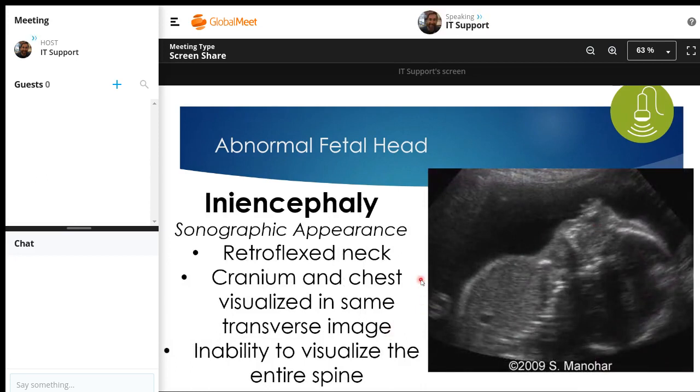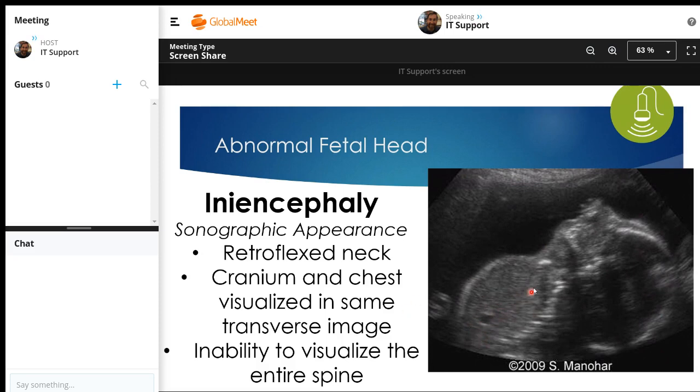So in ultrasound, we're going to see a retroflexed neck that doesn't leave that position. The cranium and chest can sometimes be visualized in the same transverse image if the head is tilted back far enough. And then it's an inability to visualize the entire spine. So if that head is tipped back, that spine is going to be bent in a weird plane, and we're not going to be able to see it all in one image.